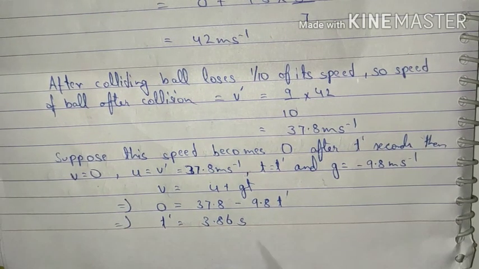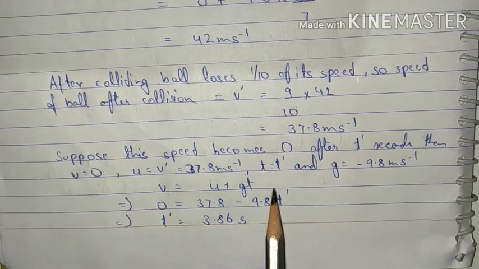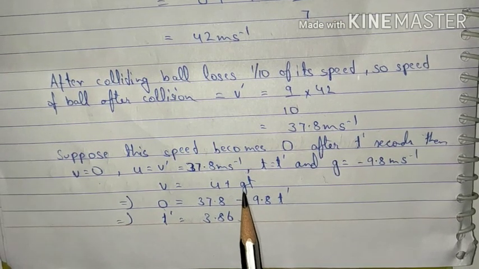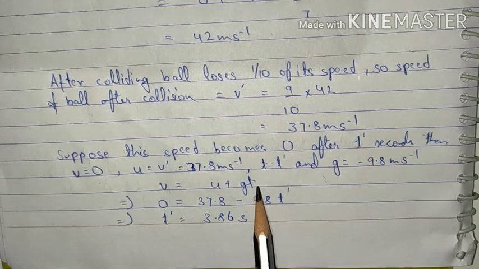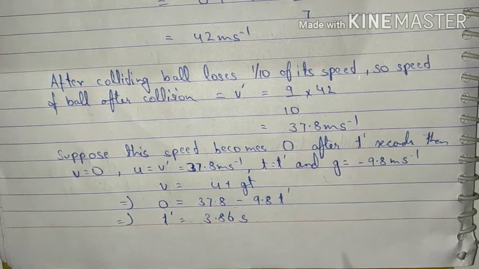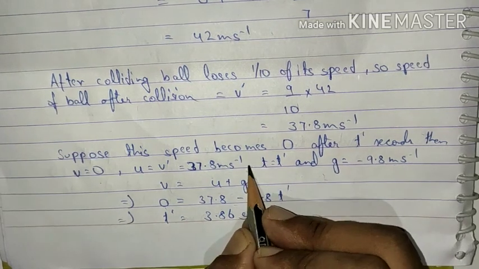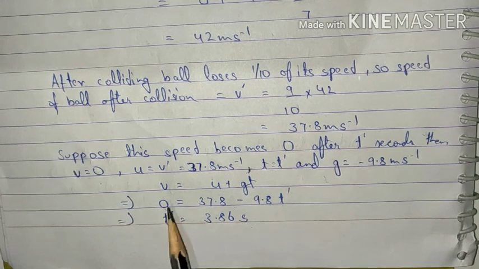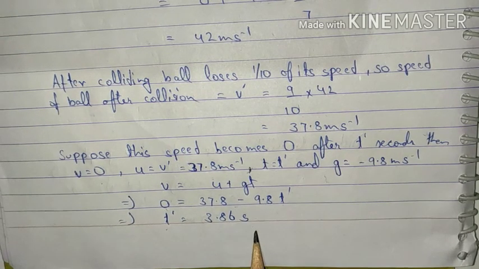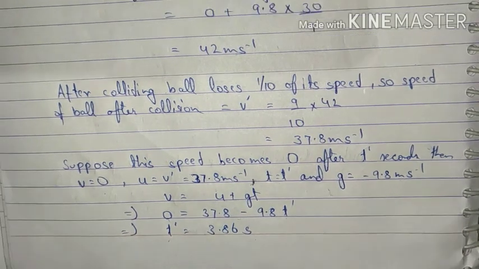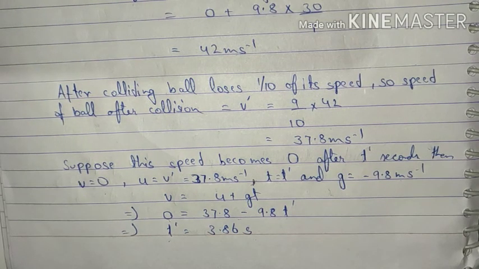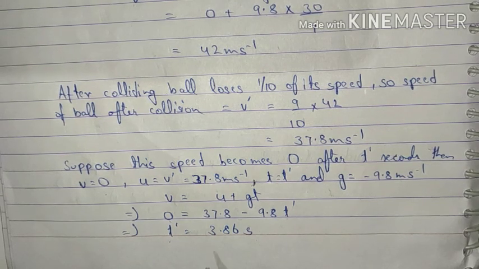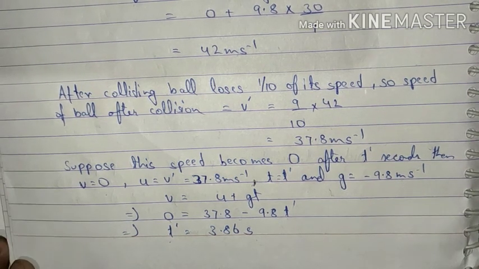By the first equation of motion, we have v = u + gt. The value of v is 0 over here, u is 37.8, g is minus 9.8 and t is t dash. Please note this is a comma over here, okay, not on this one. So this is t dash. Solving this, we get the value of t dash as 3.86 seconds. That means we already have two time intervals. The first one was of 4.28 seconds and the second one is of 3.86 seconds. Let's move forward.